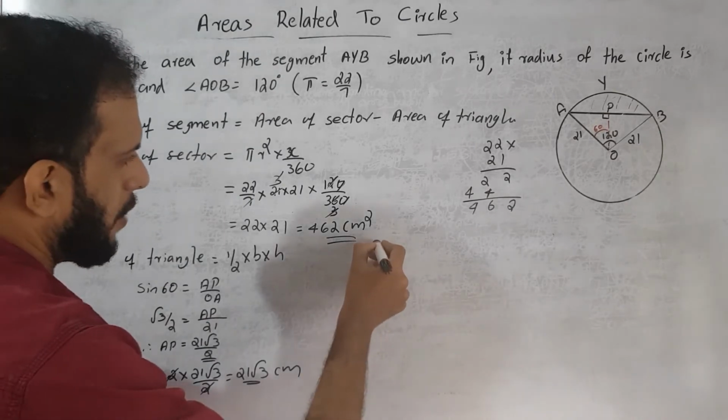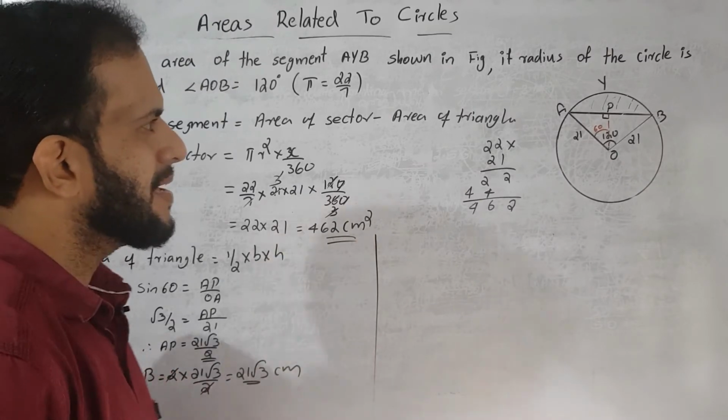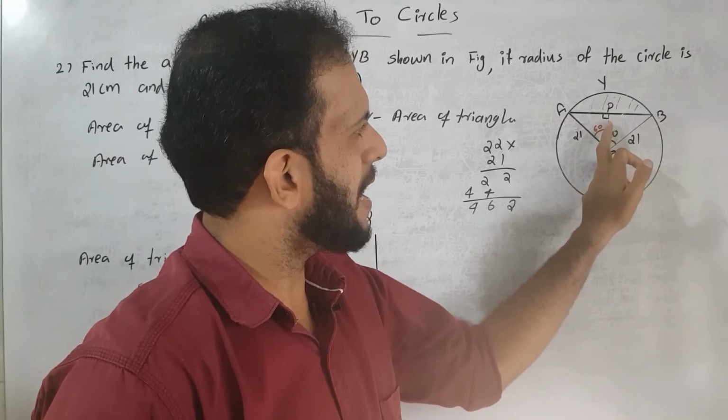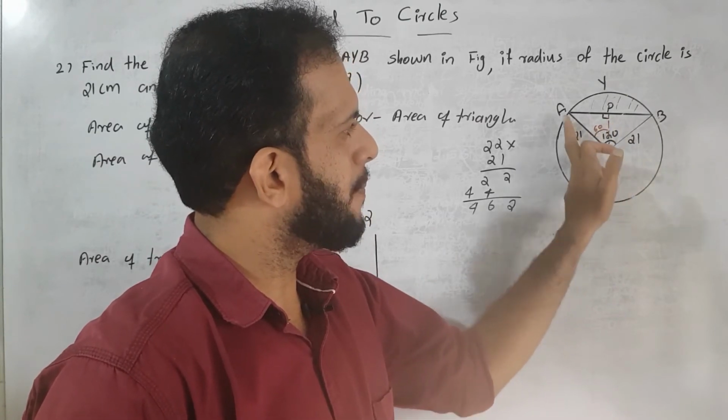Then next we want to get the value of, yes, OP. Then what is OP? OP is the adjacent side of 60 and the hypotenuse is given.